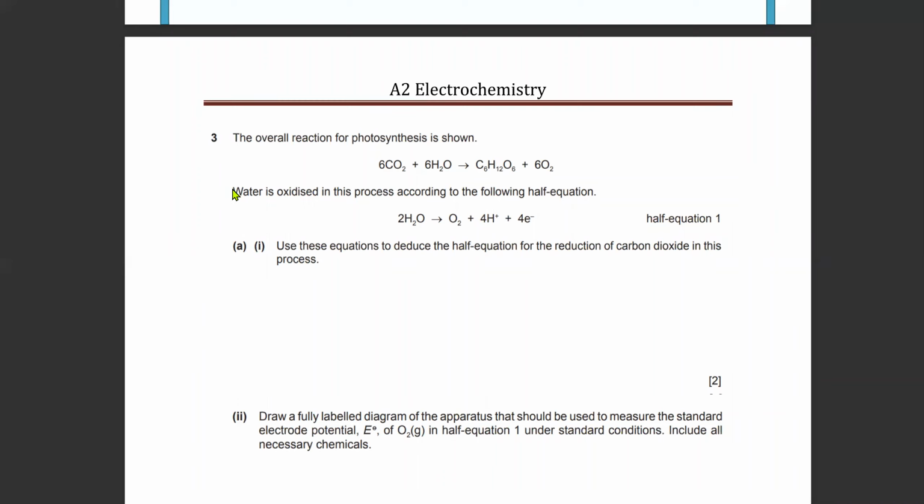So we have our overall equation, which is this one. This side is my reactants. That side is my products, right? So I have one of the half equations. I need the other equation. So what is the other equation?